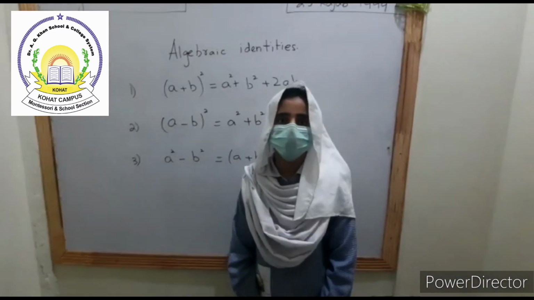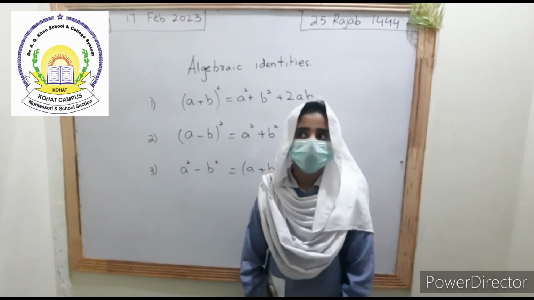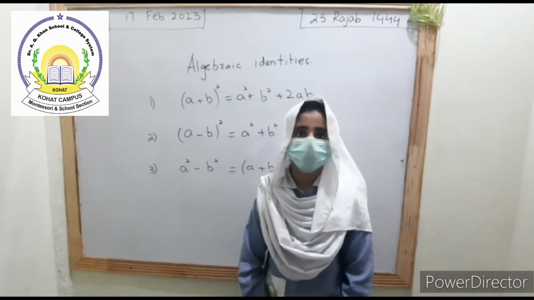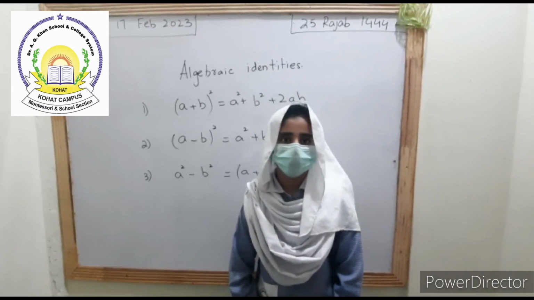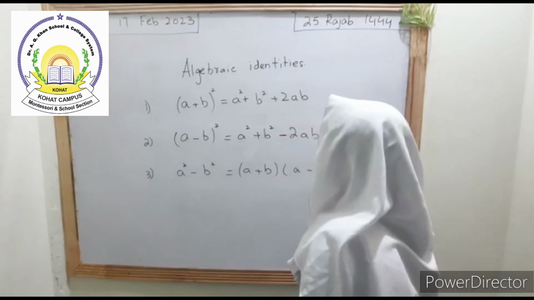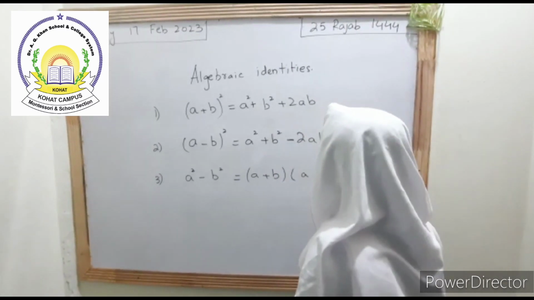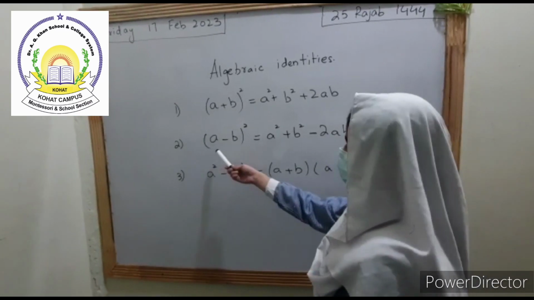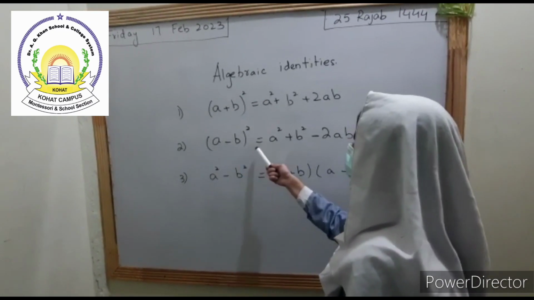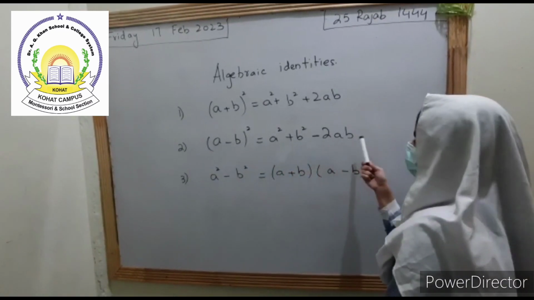The topic of algebraic identities, which can be known as algebraic formulas. There are many formulas, but we will show three of them. First identity: (a plus b) whole squared is equal to a squared plus b squared plus 2ab. Second: (a minus b) whole squared is equal to a squared plus b squared minus 2ab.